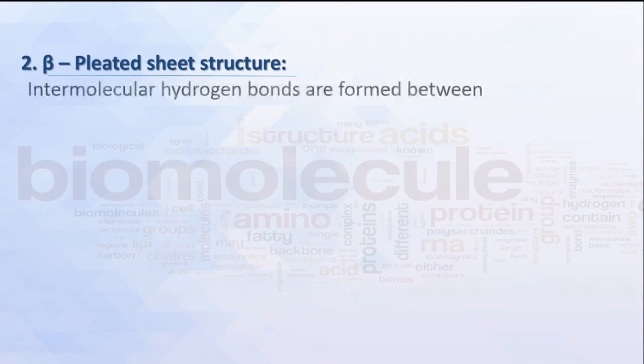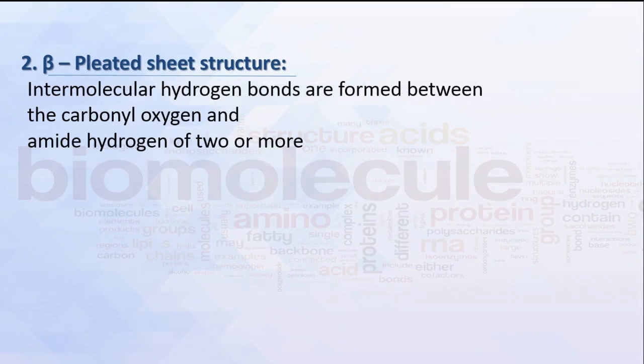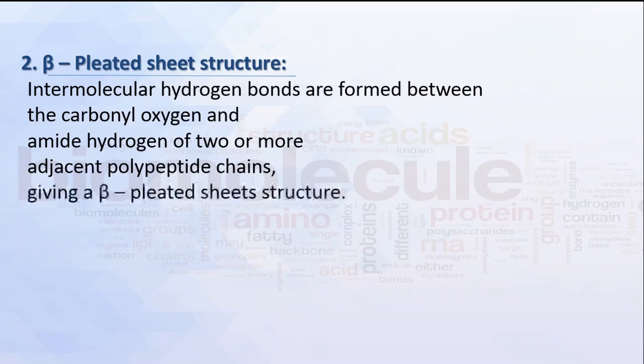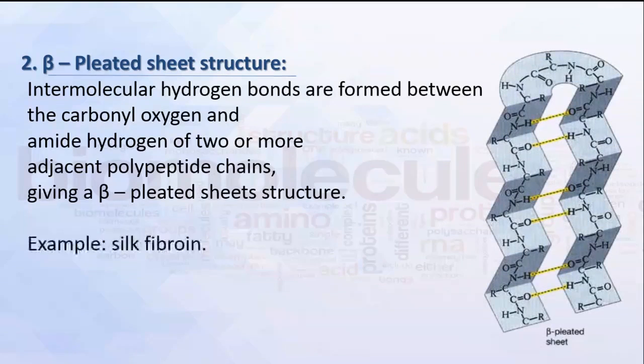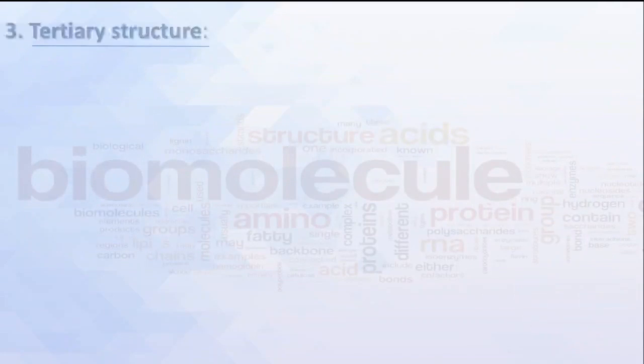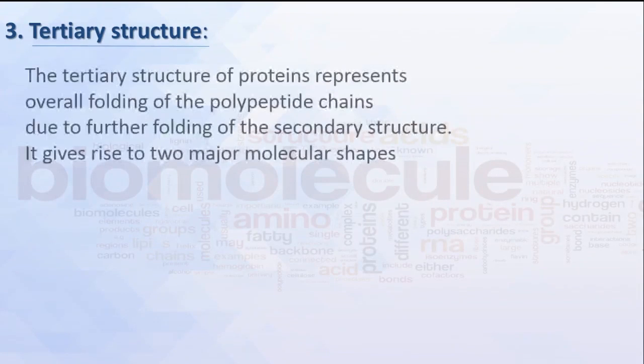Beta pleated structures. Intermolecular hydrogen bonds are formed between the carbonyl oxygen and the amide hydrogen of 2 or more adjacent polypeptide chains, giving a pleated sheet structure. Example: silk fibroin.